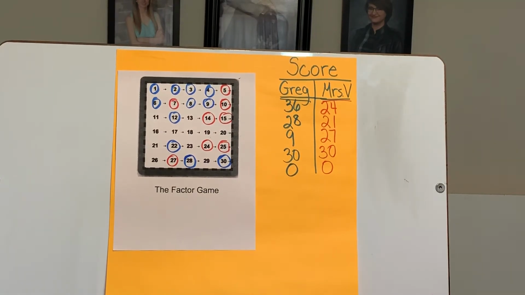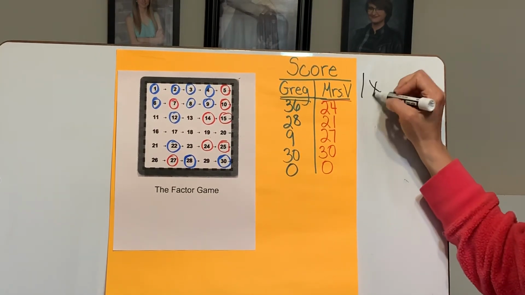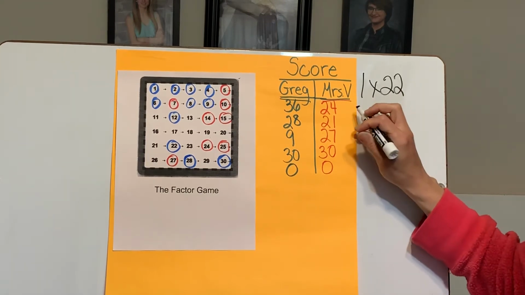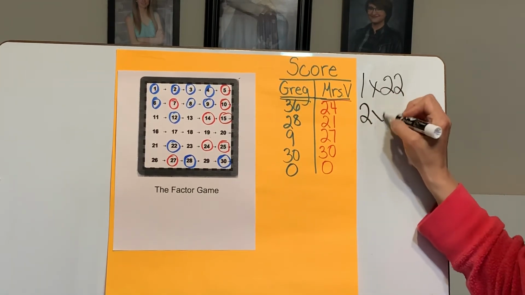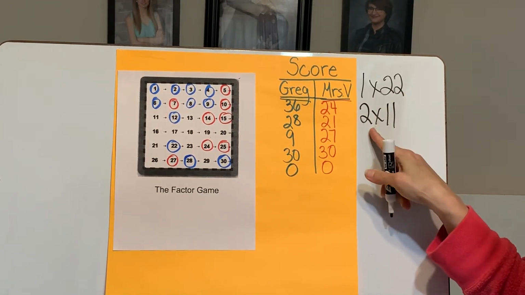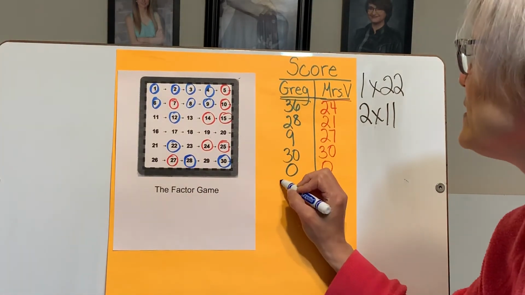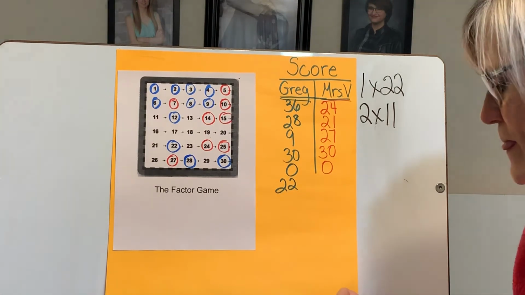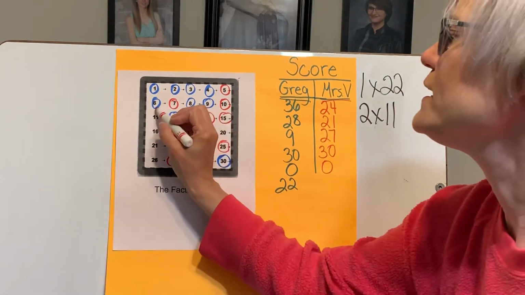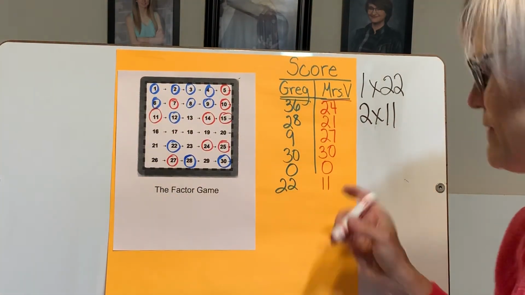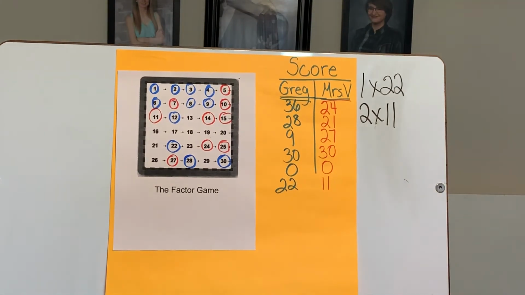All right, so 1 times 22, when we know 1 has already been taken. 2 times 11, when we know 2's already been taken. So what about 11? Can I circle 11? So yes, I can. So since I can, Greg gets the 22 and I get the 11. Okay, and you keep going until there's nothing left to be circled.